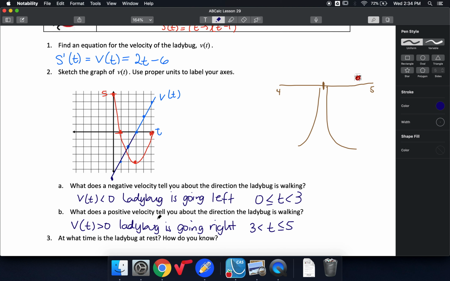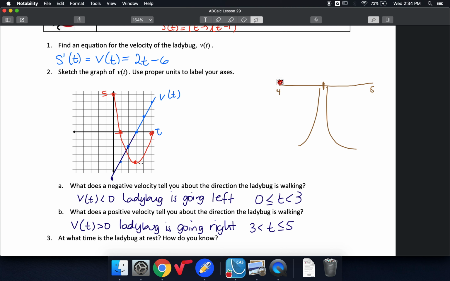The ladybug is at rest. Well, remember, our ladybug started at 5 and then was here at 1 minute. She was at the trunk, so her position was 0. Got down to -4, so she was 4 to the left, and then she turned around. Well, so this moment here is where she was at rest.